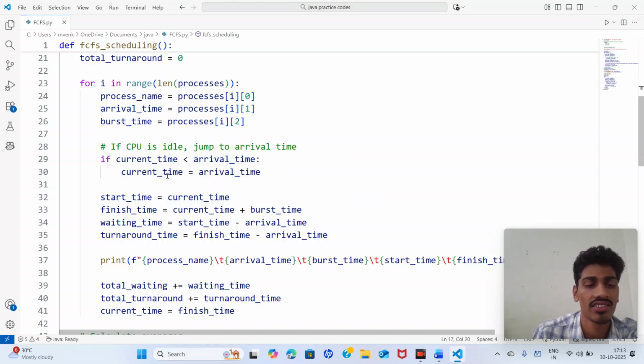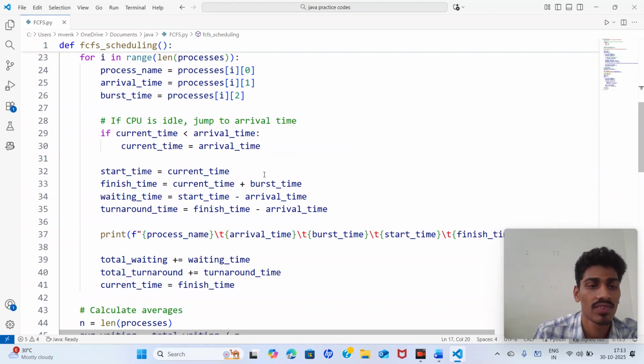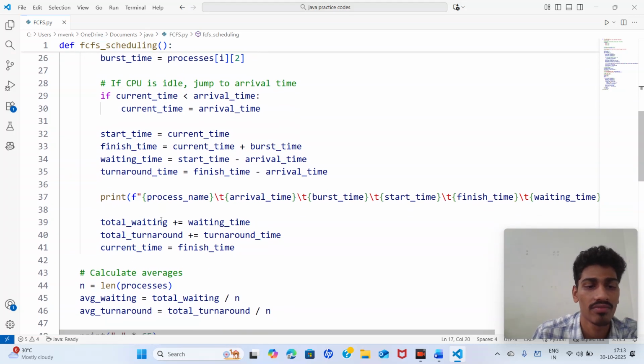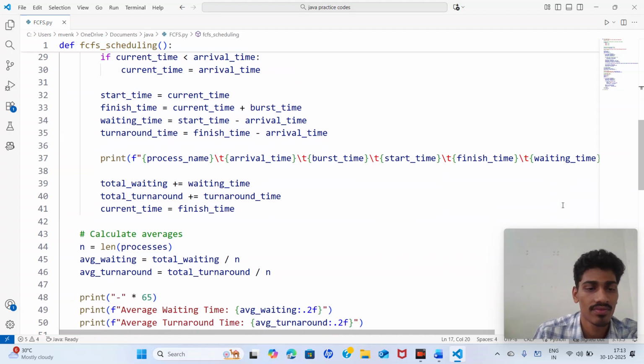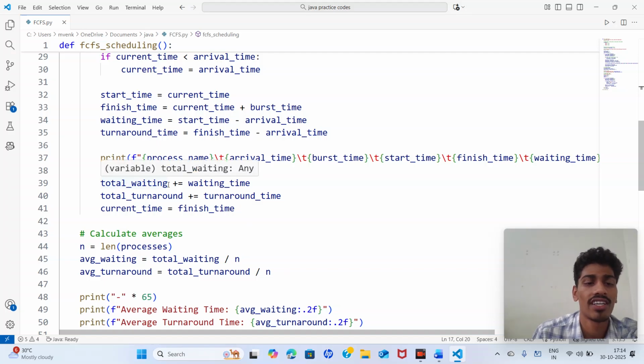We have a condition: if the CPU is idle, we jump to the arrival time. If the current time is less than the arrival time, then we set the current time to the arrival time. If not, start time equals current time. And these are the formulas: finish time equals current time plus burst time; waiting time equals start time minus arrival time; and turnaround time is finish time minus arrival time. Then we print the process name, arrival time, burst time, start time, finish time, and the waiting time.